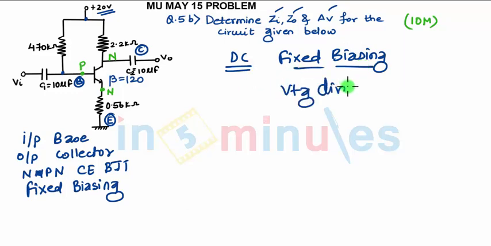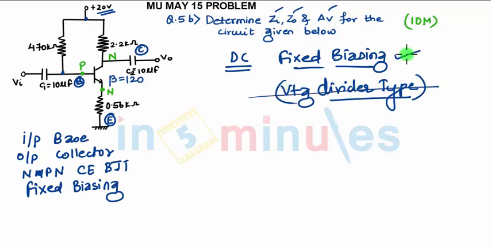Usually you get voltage divider type, but what they have made is a simple change: instead of giving voltage divider biasing, they have given you fixed biasing in the DC analysis. So we'll start our analysis.